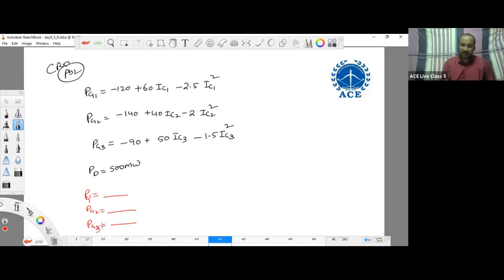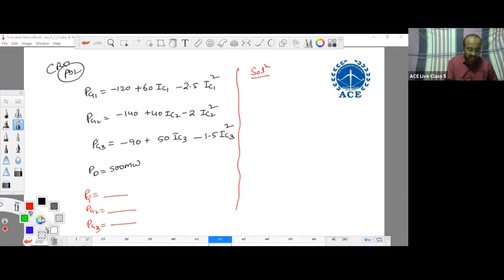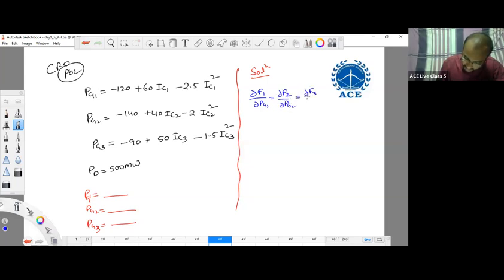So how can we find the solution for this problem? What is the coordination equation? Here there are 3 units. So dF1 by dPG1 must be equal to dF2 by dPG2, which must be equal to dF3 by dPG3, which is equal to lambda. So this condition must be satisfied. Or you can also say IC1 is equal to IC2 is equal to IC3 is equal to lambda.